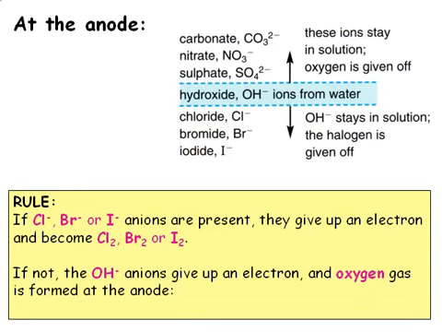In our example, chloride is less reactive than the hydroxide ions, so the hydroxide ions stay in the solution and the chloride ions are oxidized to form chlorine gas, which appears at the anode as bubbles.